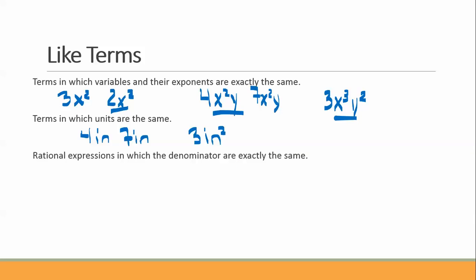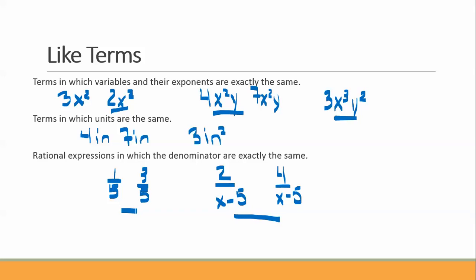And then rational expressions in which the denominators are exactly the same. So 1/5 and 3/5, 2 over x minus 5 and 4 over x minus 5. These two are like terms and these two are like terms, but they're not like terms together.